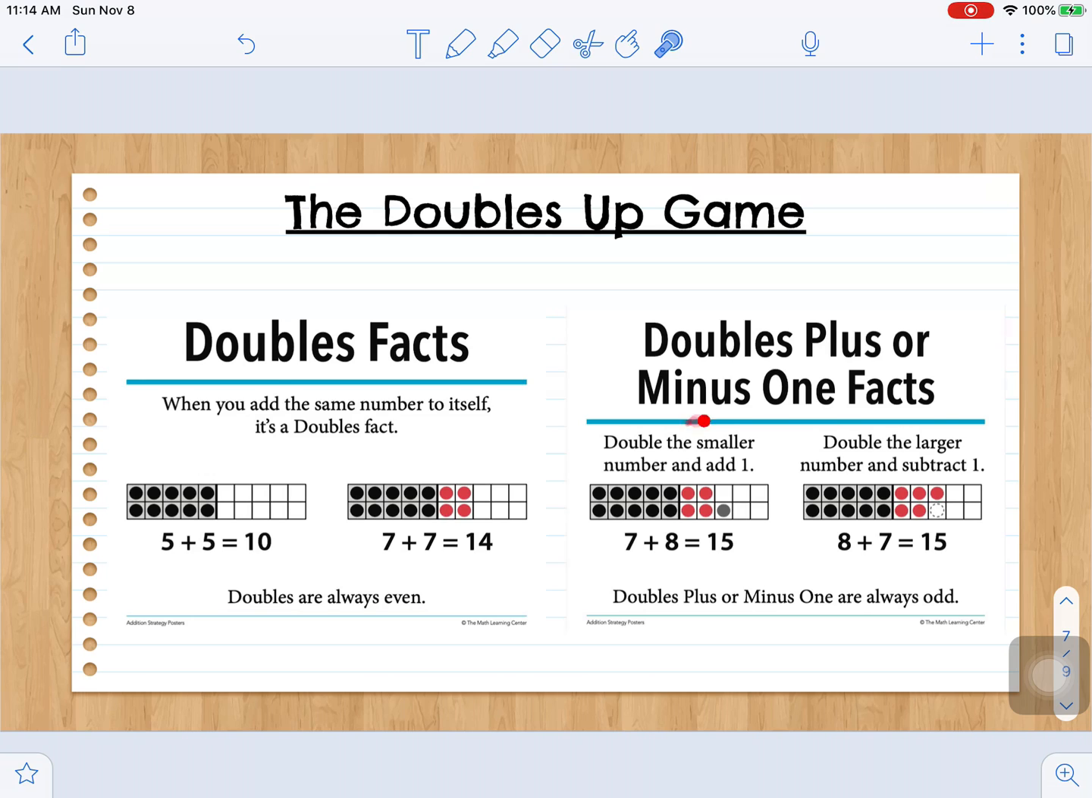The doubles plus or minus 1 facts are where we double the smaller number and add 1. So instead of doing 7 plus 7, we do 7 plus 8, which would equal 15. Or we can double the larger number and subtract 1. So instead of 8 plus 8, we would have 8 plus 7, which would equal 15. And these answers are always odd. Can you think of a doubles or doubles plus or minus 1 fact? Great. So let's go ahead and play this game.